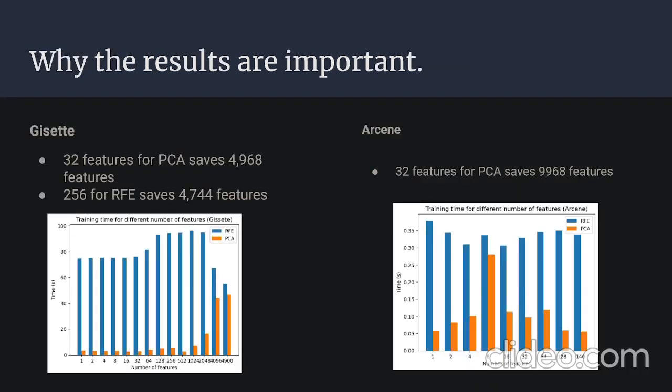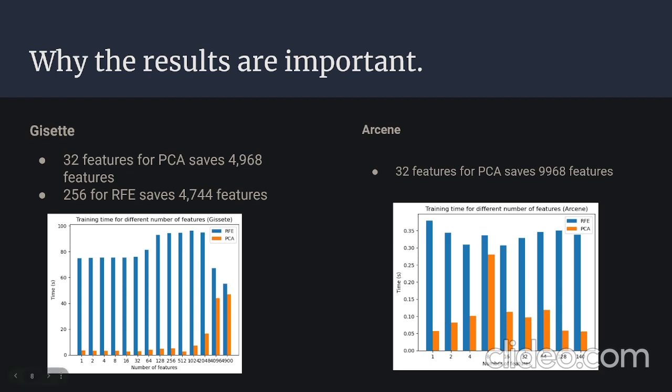These results that we have found are very significant because of the large reduction in feature space. Using PCA, we only need 32 features, which saves 4,968 features. So we only need about 0.64% of the total. And using RFE, we only need about 5.12% to reach that same accuracy.